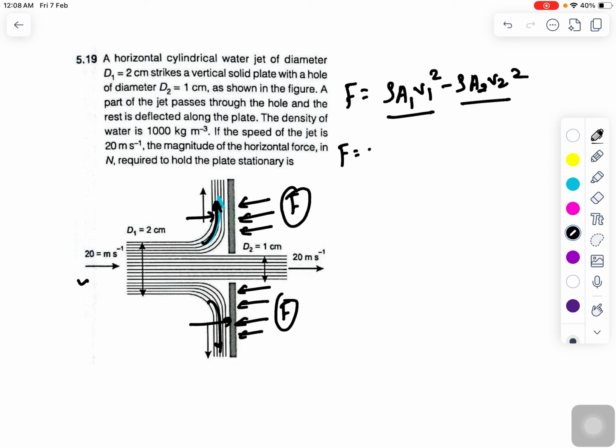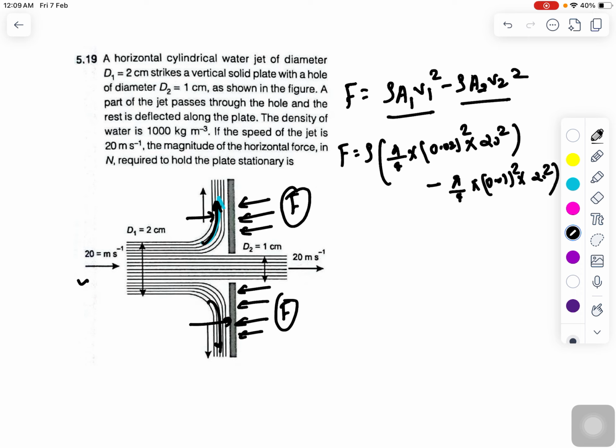So F is equal to rho, which is constant, and the area at this point is pi by 4 into 0.02 whole square, and the velocity is also given, 20 square, minus the area pi by 4 into d2, which is 0.01 whole square, into obviously this velocity 20 square. So velocity is the same, only the area is going to change. So that is 1000 density, and I can write pi by 4 into 20 square multiplied with 0.02 whole square minus 0.01 whole square. Once you do the calculation, this is a very simple calculation.